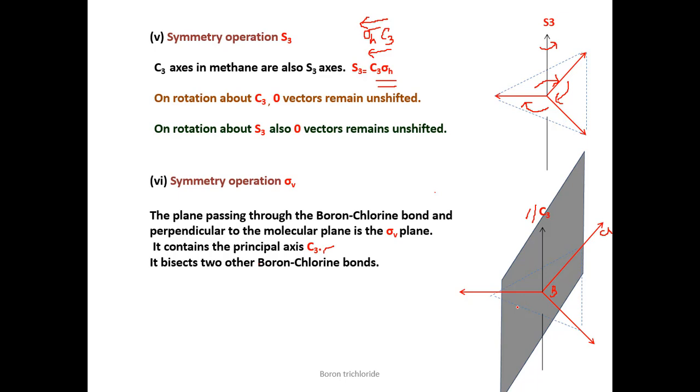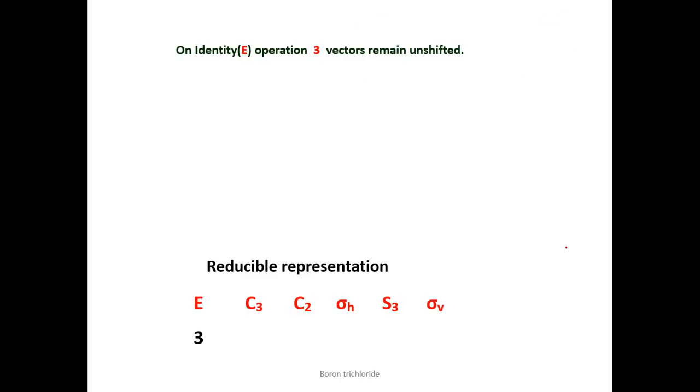During reflection about sigma v, the vector that is present in the plane will not get shifted. So how many vectors are present in the plane? There is one vector remaining in the plane. So this will shift here, this will shift here, but this will not get shifted, and so the number of unshifted vectors is 1. Now we have completed the 6 operations, and let us summarize.